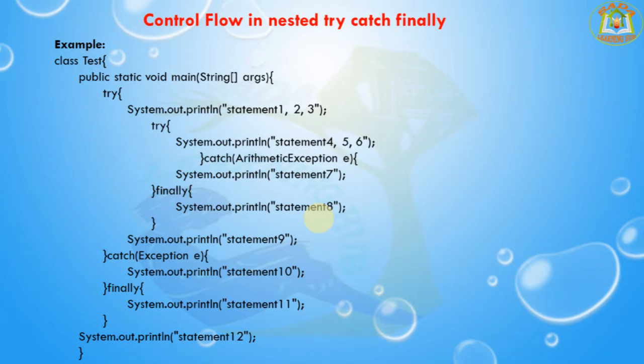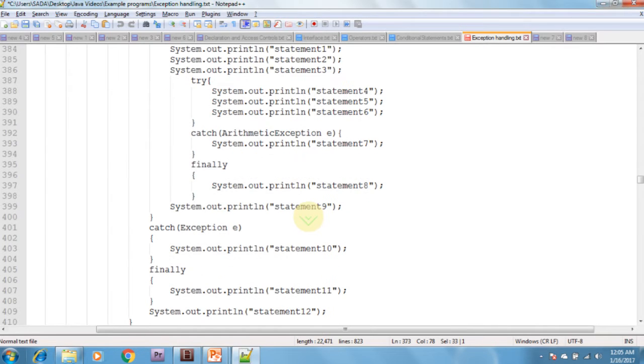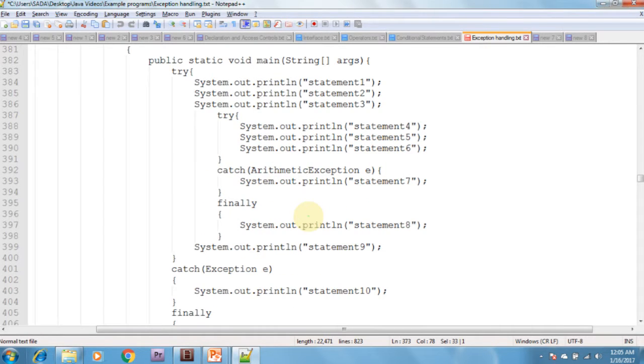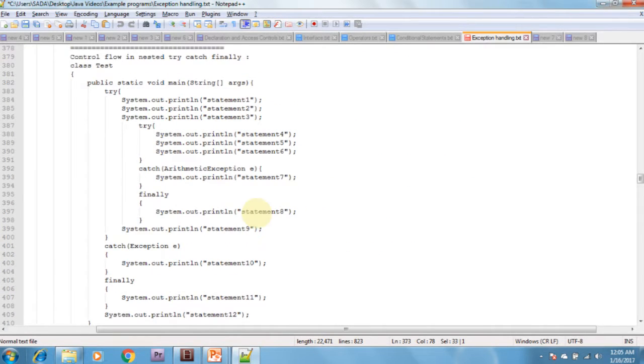Next, I'm going to discuss control flow in the nested try-catch-finally. Here also I can discuss some cases. Case 1. If there is no exception, all these lines are executed successfully.